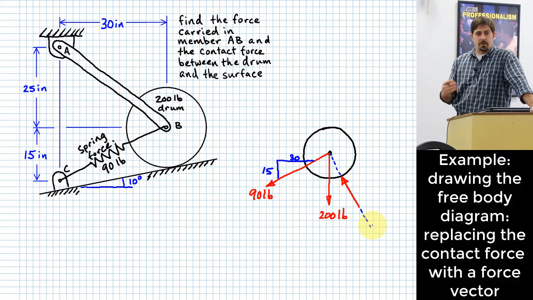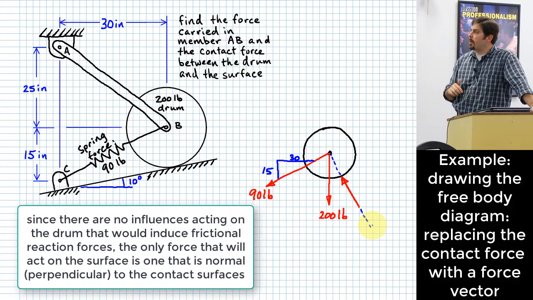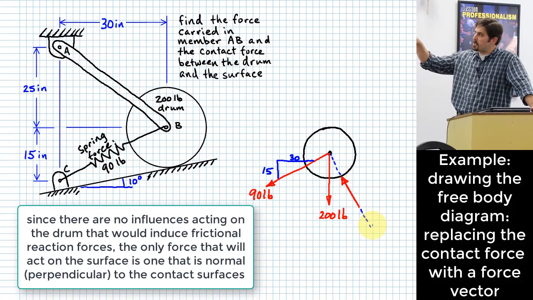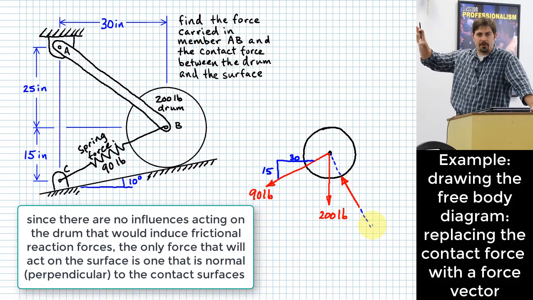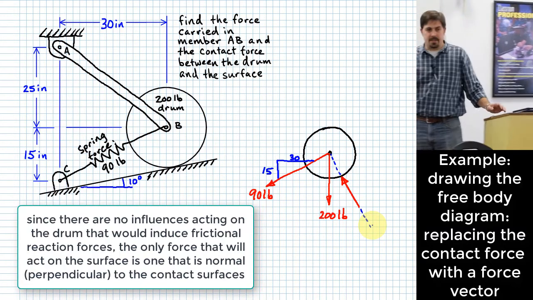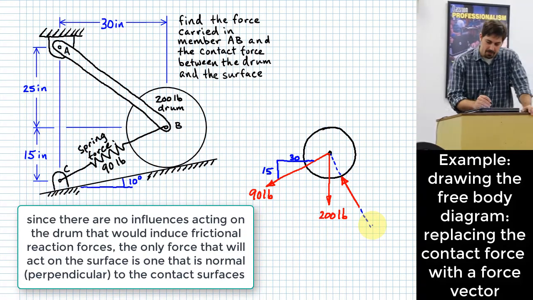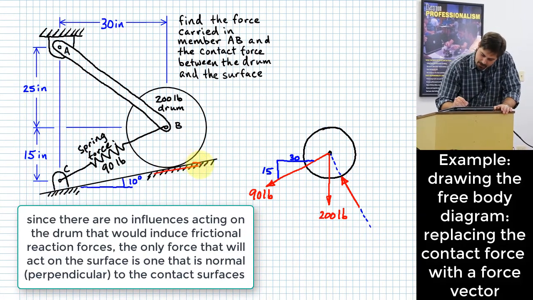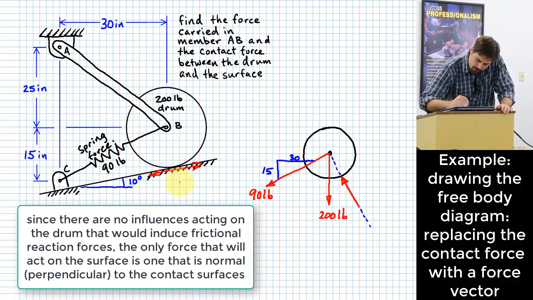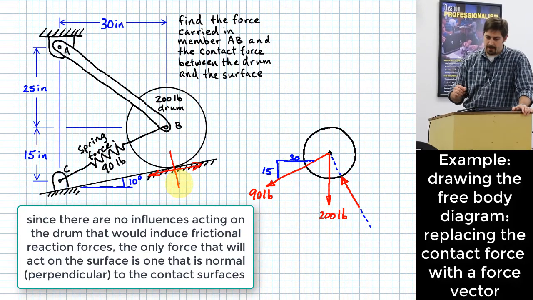Okay, this is a good point to make here. Wherever you've got contact between two bodies and it's like rolling contact, and especially in this case because we're not applying any torques to the drum at all, what that allows us to see is that there will be no tangential component of force between the surface of the drum and the surface that it's riding against. It means there will not be a force in this direction. The only force that we're going to have is one that is normal to that surface. Okay?